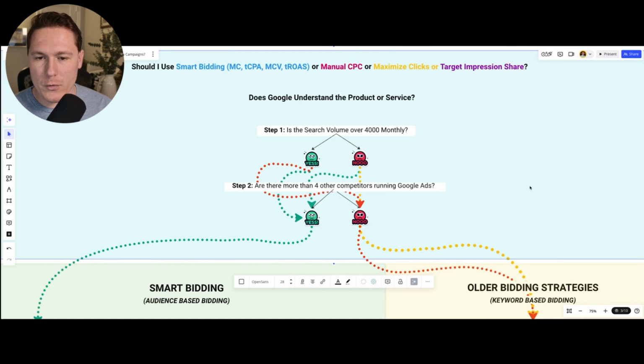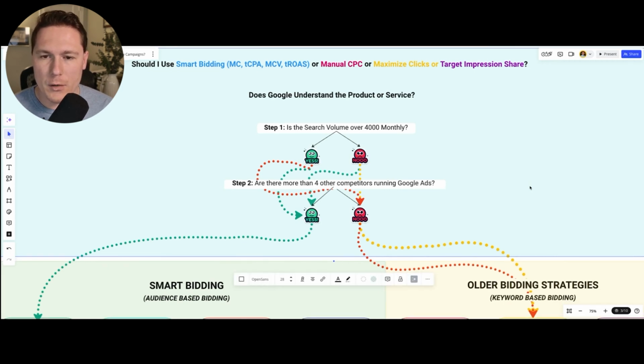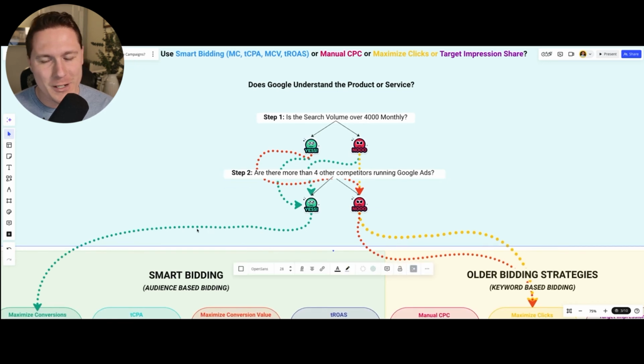Make sure that you use what actually happens after the lead is captured, whether that's OCI, offline conversion imports, or the thank you page that users go to after they complete the lead gen form. So you can see here that maximize conversions is a good strategy to use out of the gate, even contradictory to what a lot of people say.